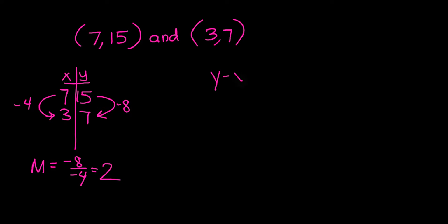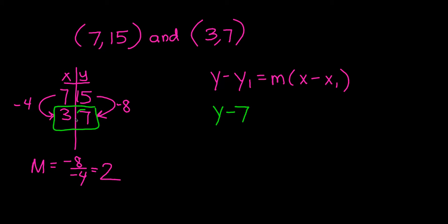I'm going to go to point-slope here. y minus y1 equals m times x minus x1, and I'm going to plug in some points. y minus, let's see, I would like to use this point right here because the numbers are smaller. So let's go ahead and use that point. So we're going to go y minus 7, because the y was 7, equals m, my m was 2, times x minus x1, we'll call 3.